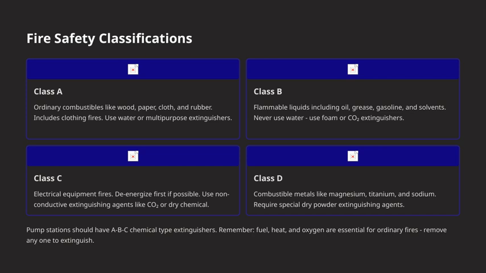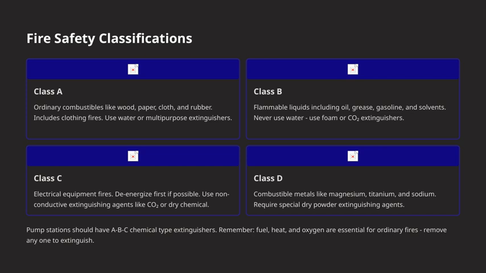Then there are Class D fires, which involve combustible metals like magnesium, titanium, and sodium. These fires require special dry powder extinguishing agents designed specifically for metal fires, because regular extinguishers won't work effectively. It's also important to note that pump stations should have BC-type chemical extinguishers on hand. This ensures preparedness for different types of fires that might occur.